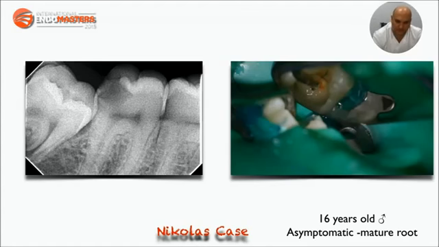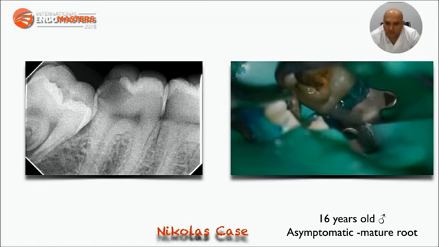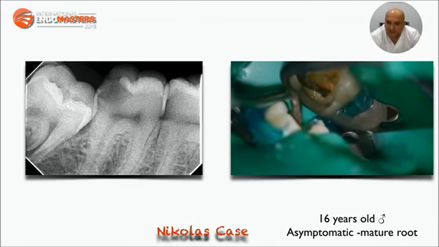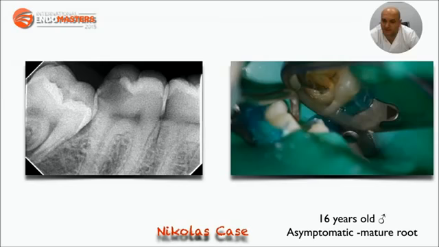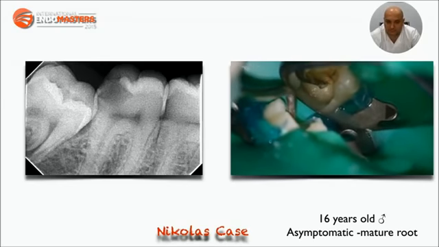But what if we could predictably preserve the pulp vitality even in cases of fully developed permanent teeth like Nicola's case here? 16 years old, asymptomatic, fully developed roots in this first mandibular molar. Partial pulpotomy can be applied again here, even in fully formed and erupted permanent teeth like Nicola's case.